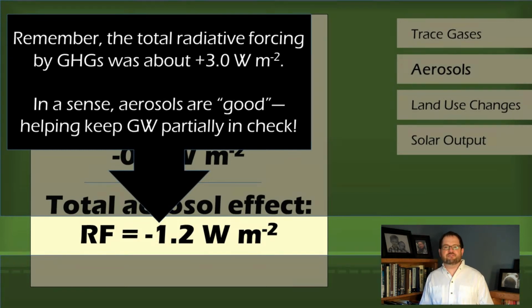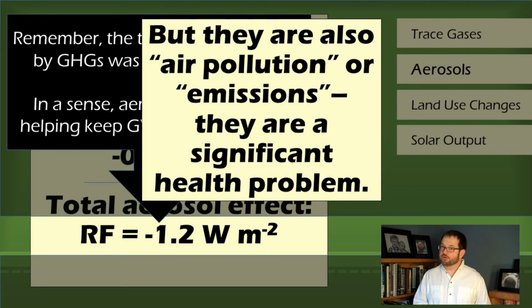Altogether, our greenhouse gases were adding about plus 3.0 watts per square meter. So these aerosols really are doing us some good. These aerosols are knocking down the total radiative forcing on the planet by about 40%. Okay? That's good. They're partly keeping global warming in check, but keep in mind, they are air pollution.